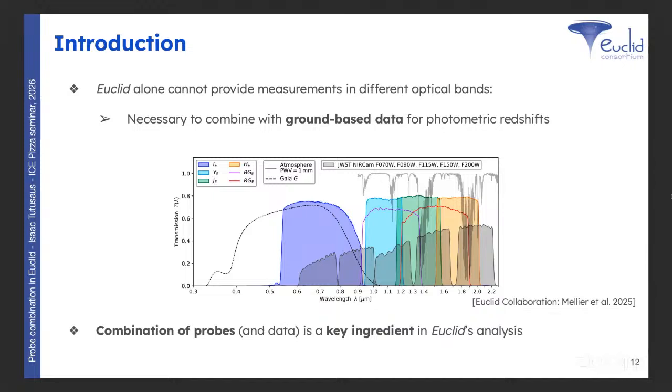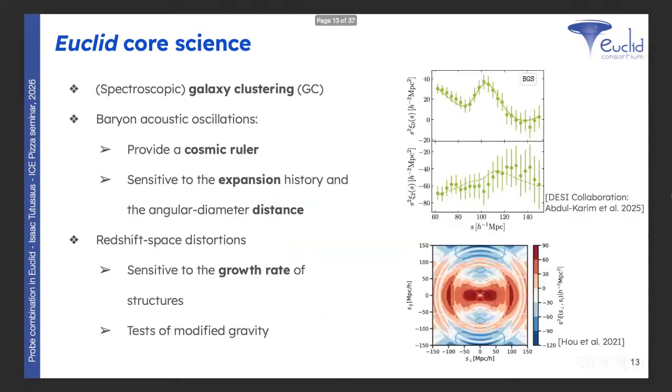So what we do is we combine with ground-based data. So we use telescopes on Earth that can provide measurements in all these bands here that we're missing, and we combine everything to determine the redshift. So that's why not even just probe combination, but actually combination of data is a key ingredient in Euclid. Without relying on the ground-based data, we cannot carry out our cosmological analysis, or not a large fraction of it. Good. So that was the introduction.